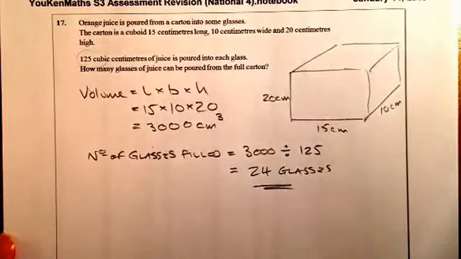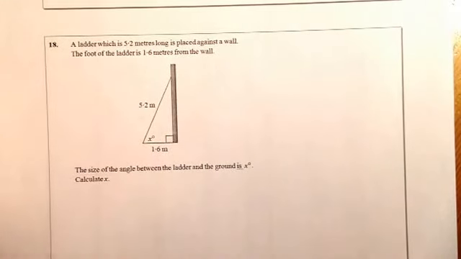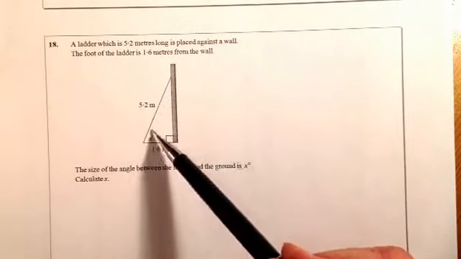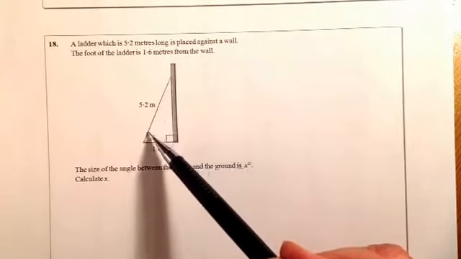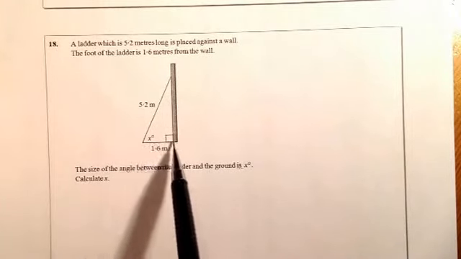That's that one done. Next question. Right, so this one here, we've got a ladder. It's 5.2 metres long, so there's the ladder here. It's placed against a wall. The foot of the ladder is 1.6 metres from the wall.